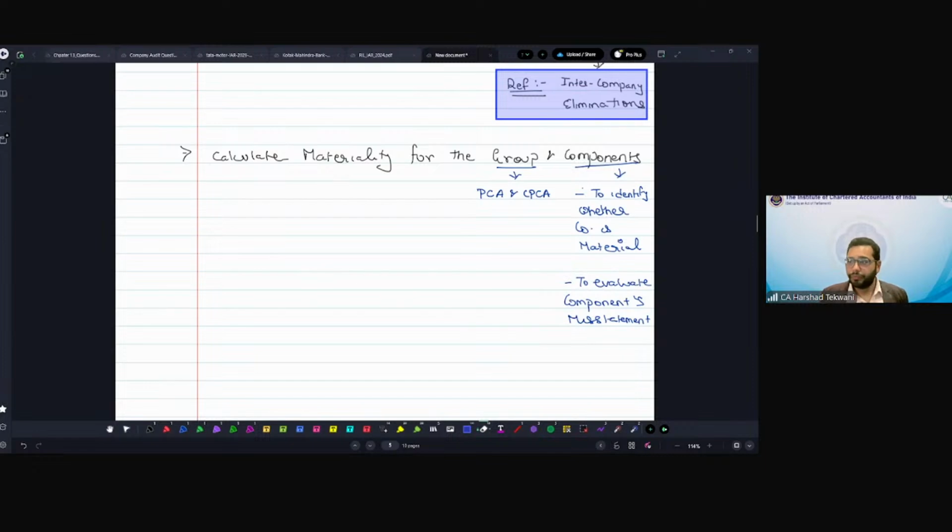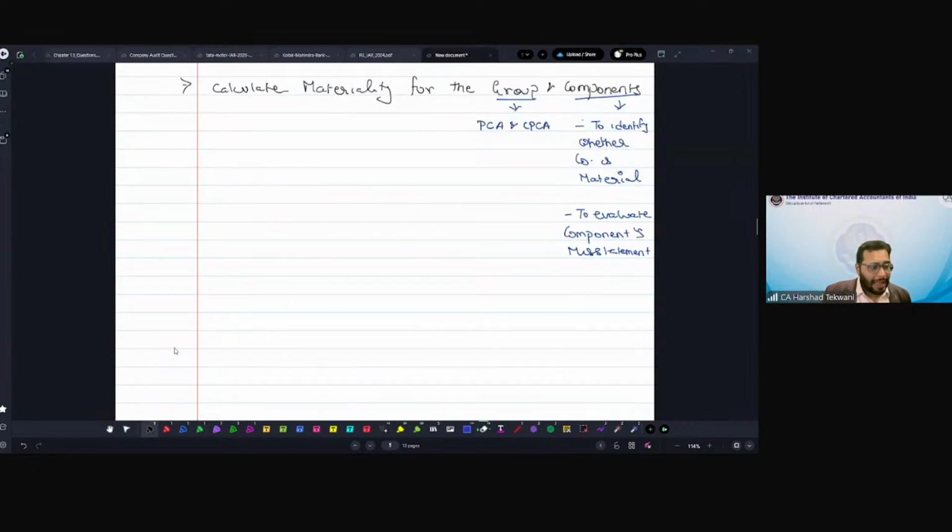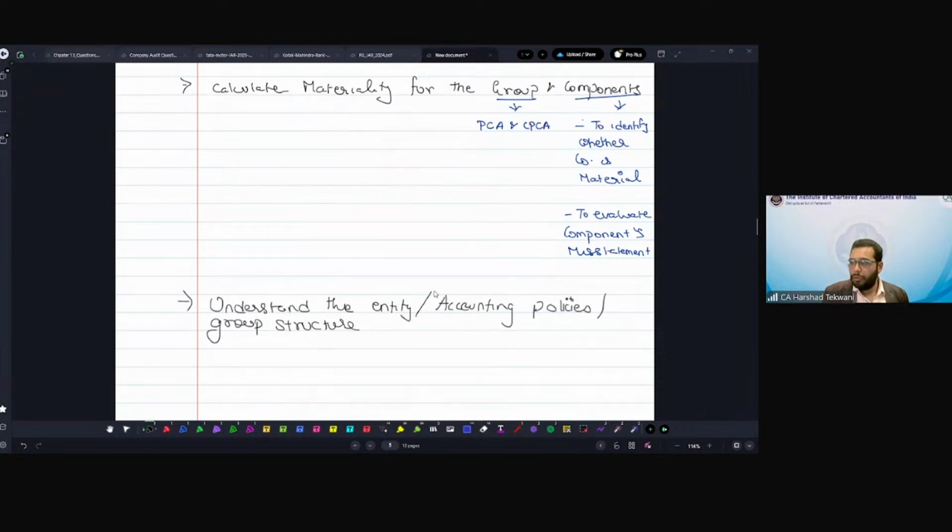That is, I will understand the entity, accounting policies, okay. Then I will understand group structure, then I will understand the nature, timing, and extent of audit procedures.